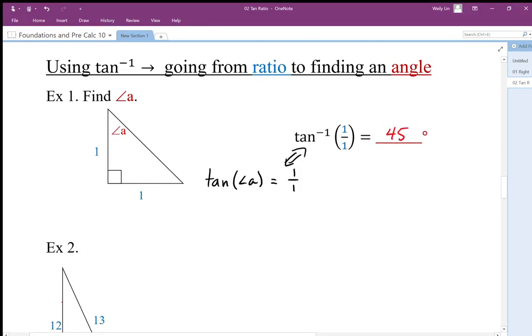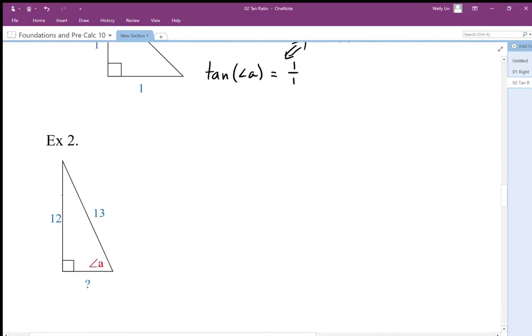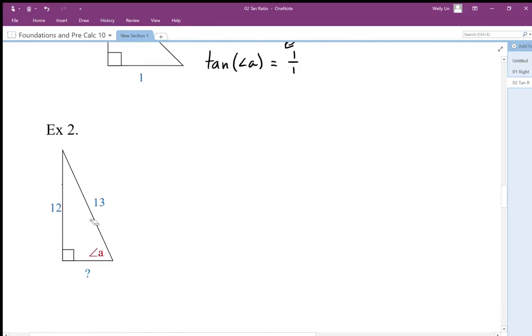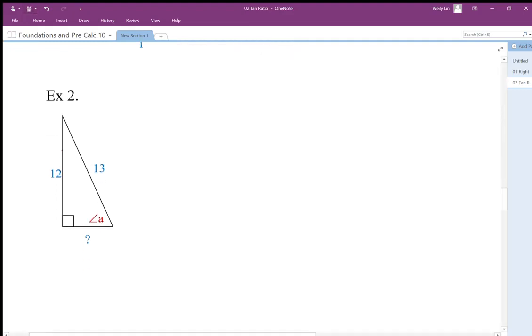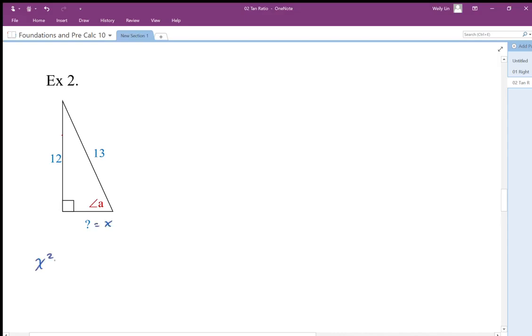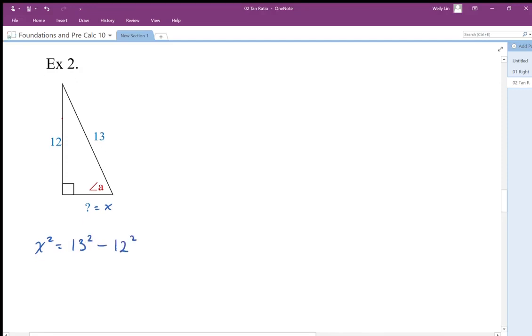So this is what we're going to do then. We're going to find the angle when we know the shape of the triangle given the sides. Here we're going to use a tan ratio. To use a tan ratio, I need to use Pythagoras first, so I'm going to need to solve for that third side. I'll call that x. And it is a shorter side, so I need to subtract. I'm going to go the long side, the hypotenuse is always the long side, minus the shorter side.